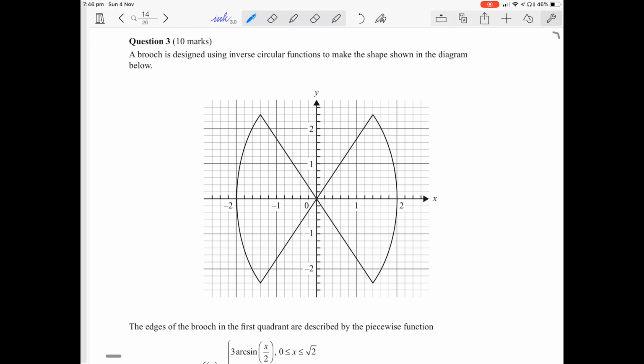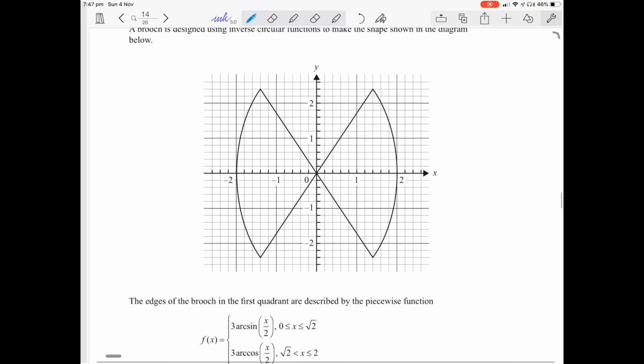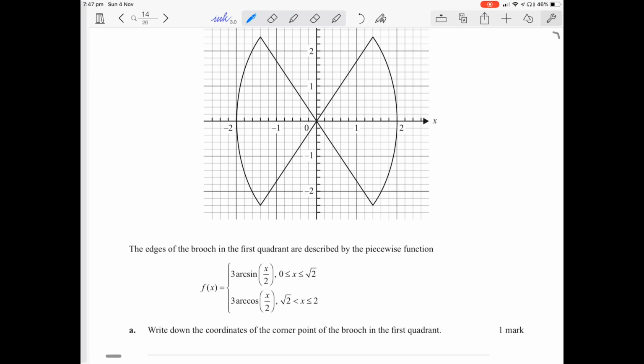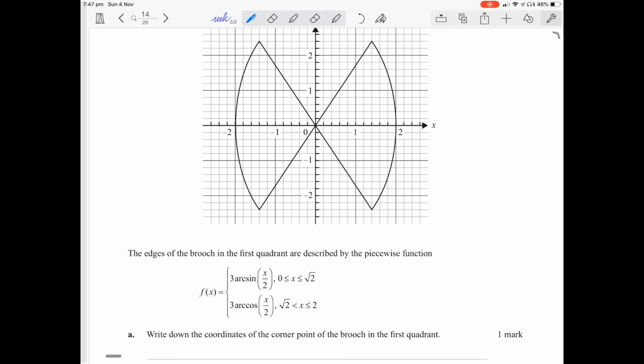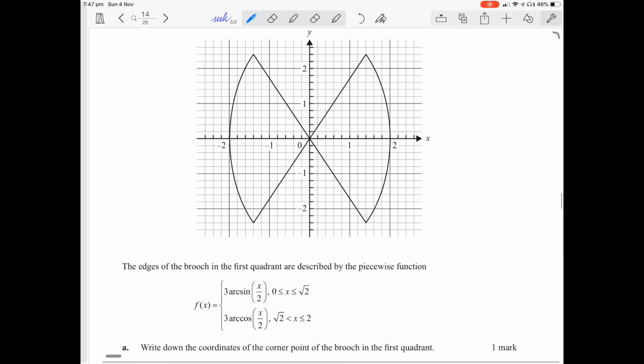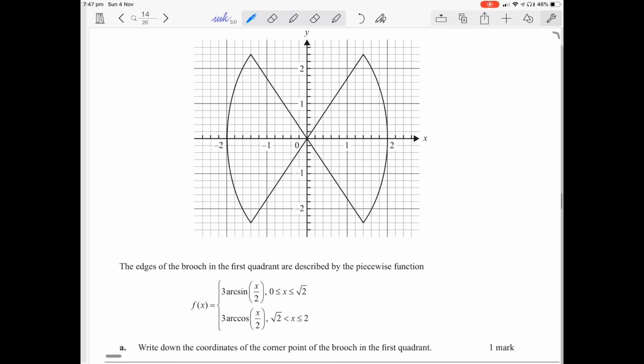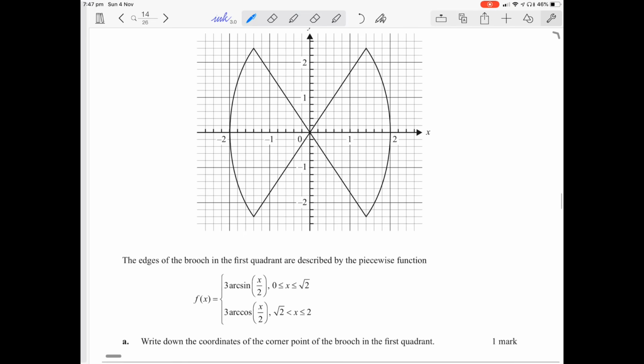Okay, 2 down. A brooch is designed using inverse circular functions to make the shape shown in the diagram. The edges of the brooch in the first quadrant are given by this. Those lines look straight. So this is our 3 arc cos x on 2, and that's arc sine. It looks straight.